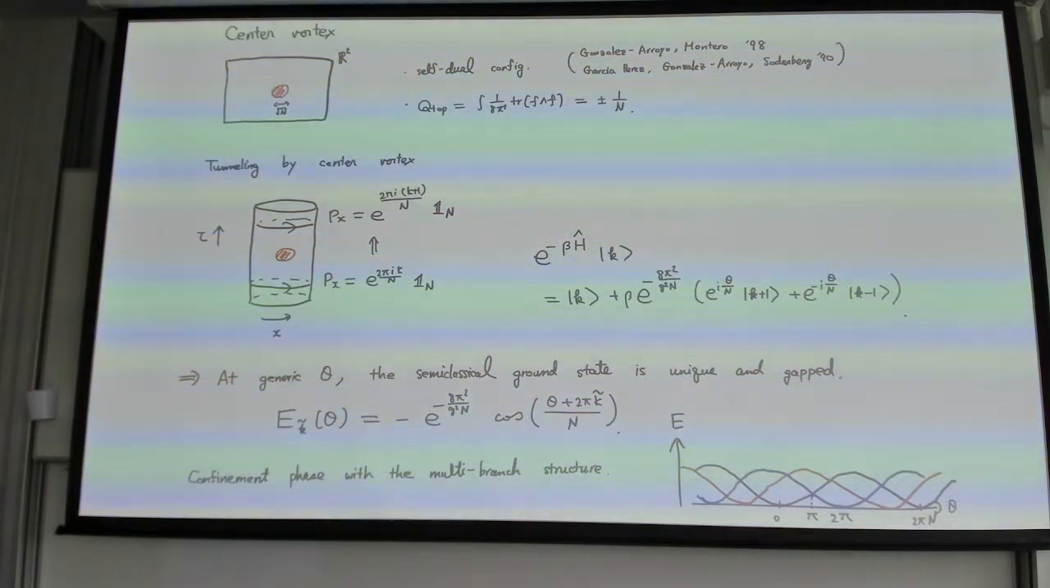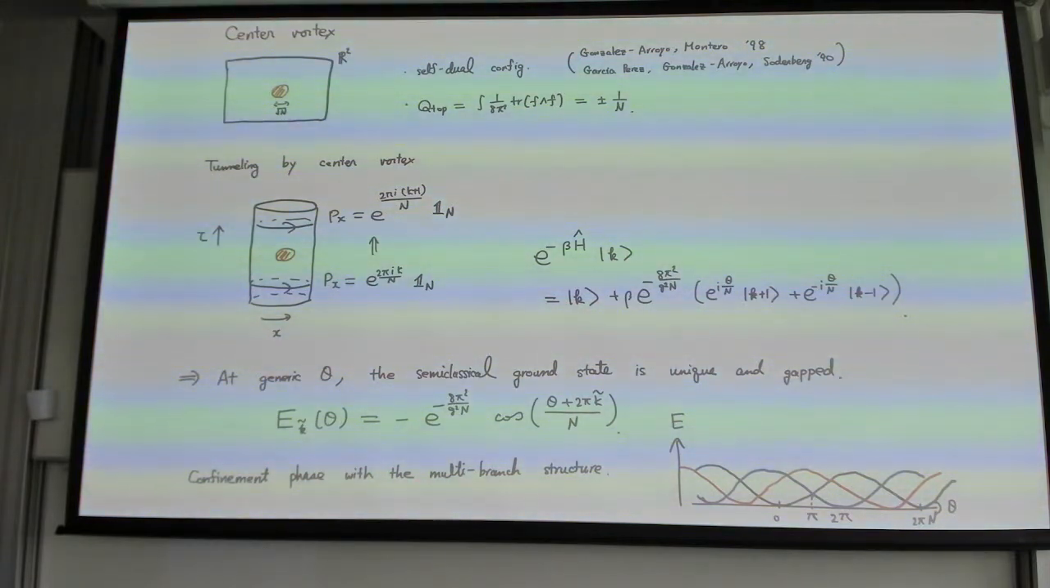So basically, from this perspective, we are just working on quantum mechanics with n distinct minima, and there is a tunneling amplitude among those n vacua. And by minimizing this Hamiltonian, you can obtain, at generic value of theta, the semiclassical ground state by diagonalizing this Hamiltonian, which turns out to be unique and gapped. So in that sense, you can recover the confining vacua by taking into account this semiclassical center vortex configuration.